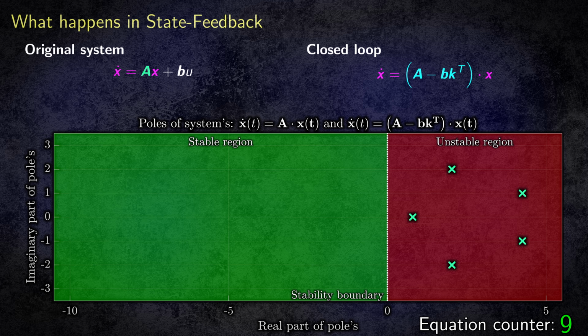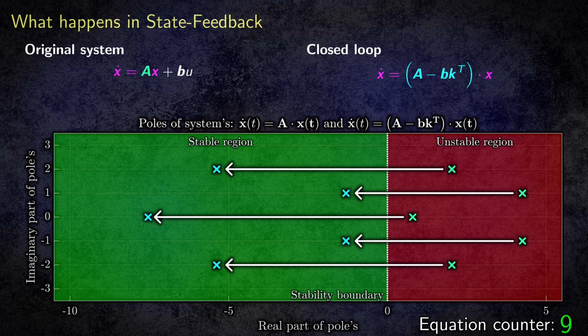Now take a look at the closed loop system with the controller. Its dynamics are no longer governed just by A, but through our controller by A minus BK. And this means that the poles are no longer fixed by physics alone, they can be moved. Through the gain vector K, we can shift those exact poles to new locations. Meaning we can kind of cheat physics a little bit here.